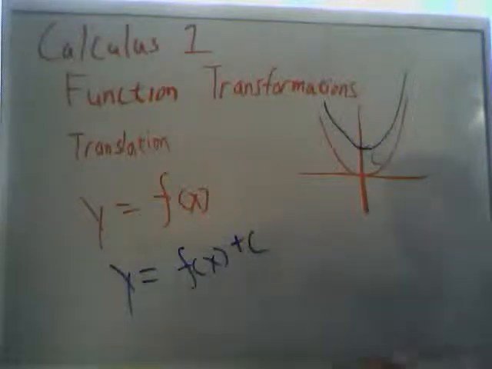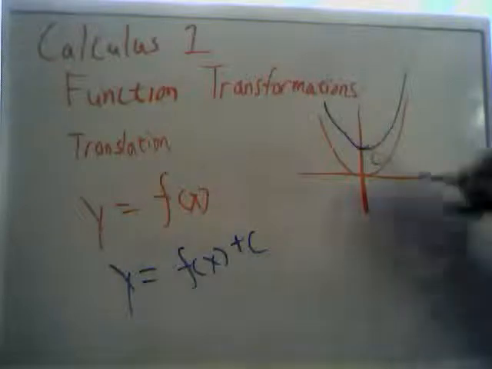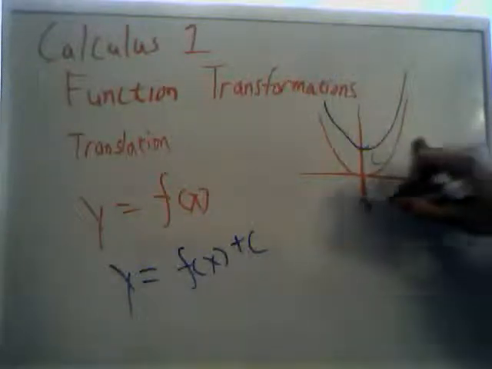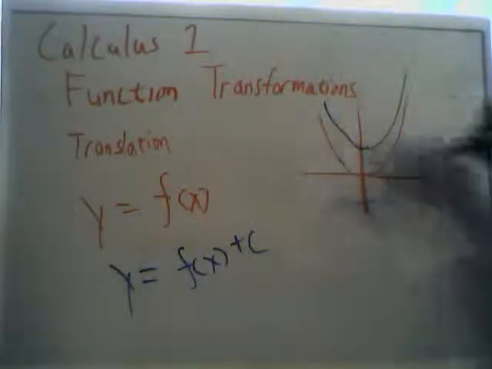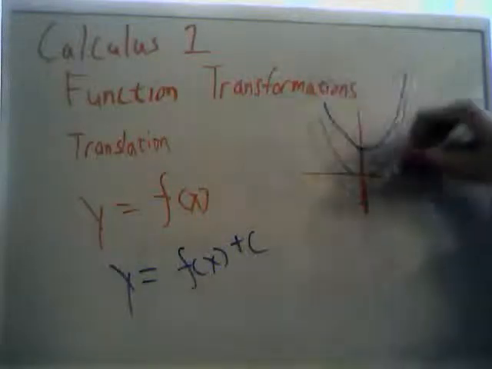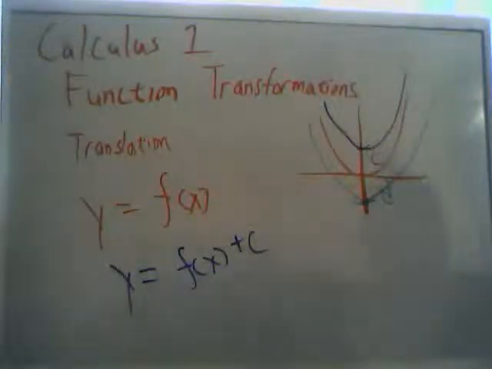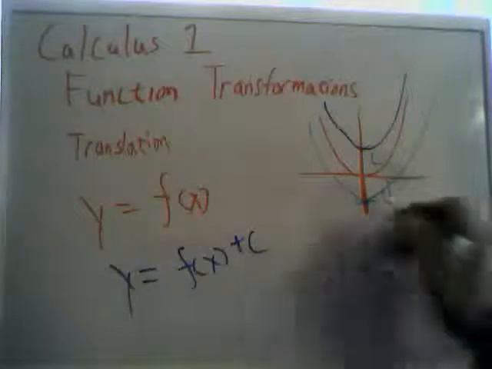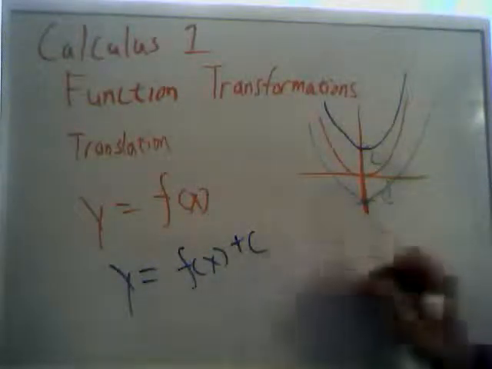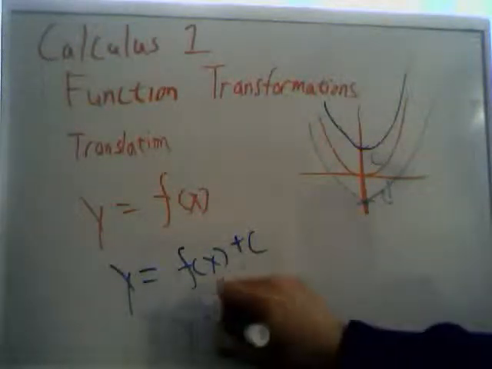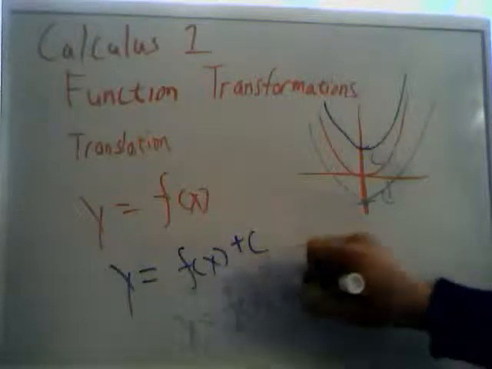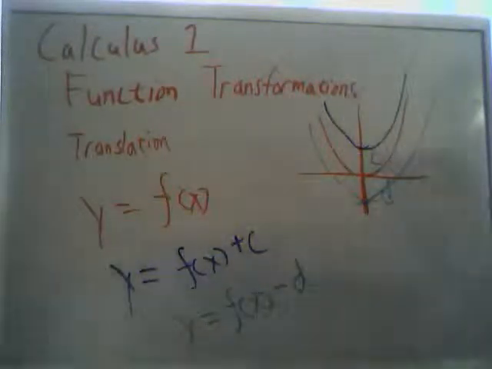Alright, so now that we did an upwards translation, let's do a downwards translation. Instead of going up c units, you want it to go down d units. So your new graph will be this, right here. So how would you write this one out? Well, since going upwards was plus c, going downwards naturally will be f of x minus d. Alright, so that's your vertical translations.